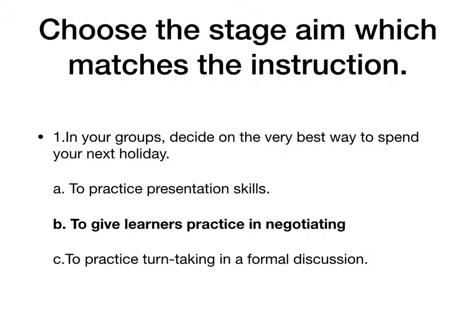Remember, they're talking in groups, so A can't be right because they're not presenting in front of the class. And C can't be right because they're not having a discussion with the teacher and they're not taking turns. And you can't monitor turn taking, that's why the answer is B, to give learners practice in negotiating.